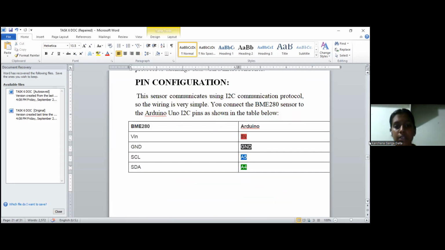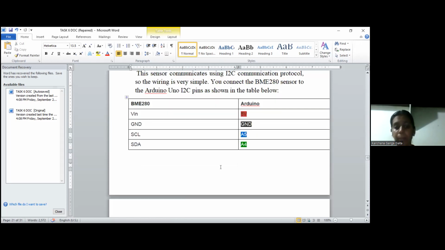And if we use the I2C communication protocol, the pin configuration we have to do is: VIN we have to give 5 volts, ground we have to give to ground, SCL is for A5 and SDA is for A4. This we have already seen in the circuit diagram and block diagram.